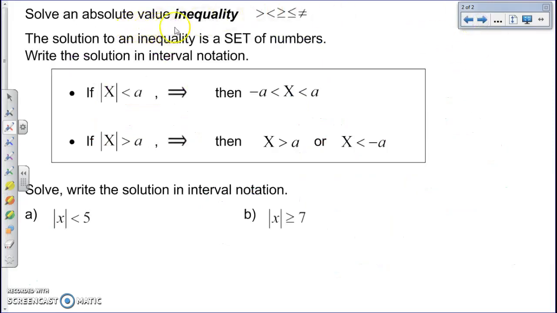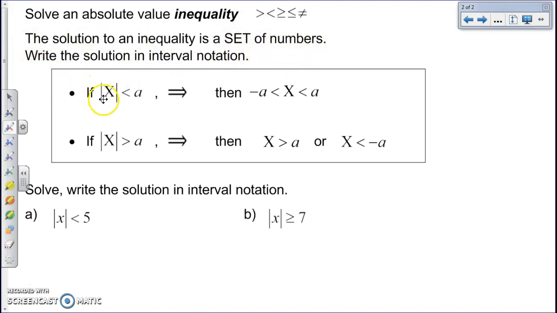What if we have an absolute value inequality, not an absolute value equation, but an inequality using greater than or less than, greater than or equal to, less than or equal to, or not equal to? The solution to an inequality is a set of numbers. We'll write the solution in interval notation.